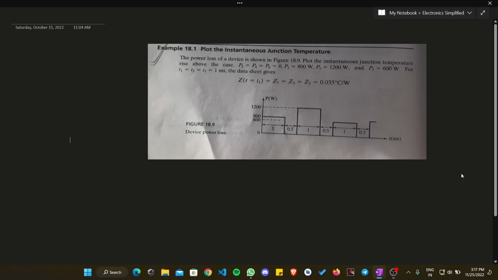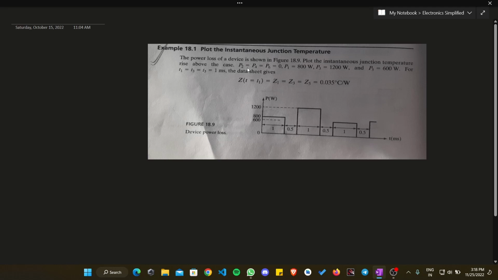Today we are going to solve this question, which is to plot the instantaneous junction temperature. The question given to us is to plot the instantaneous junction temperature given the device power loss graph, right? So the power loss of a device is shown in this figure, and we have to plot the instantaneous junction temperature rise above the case.